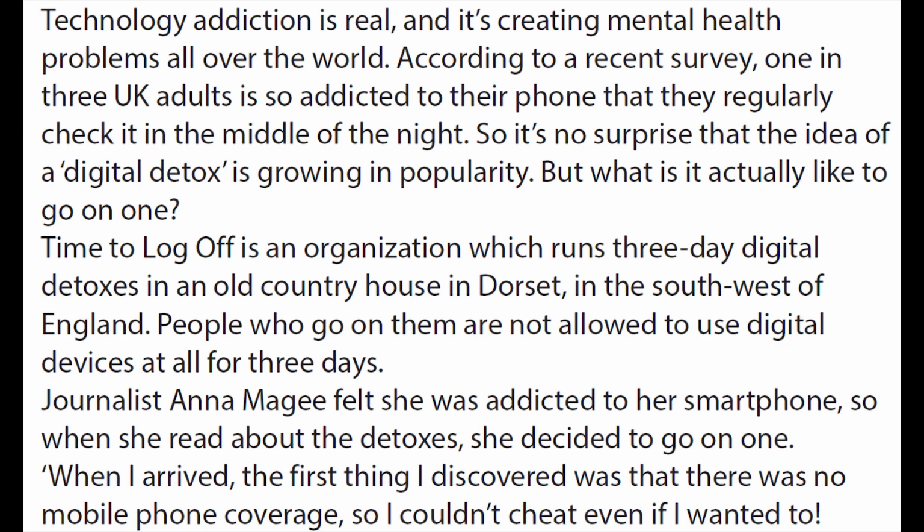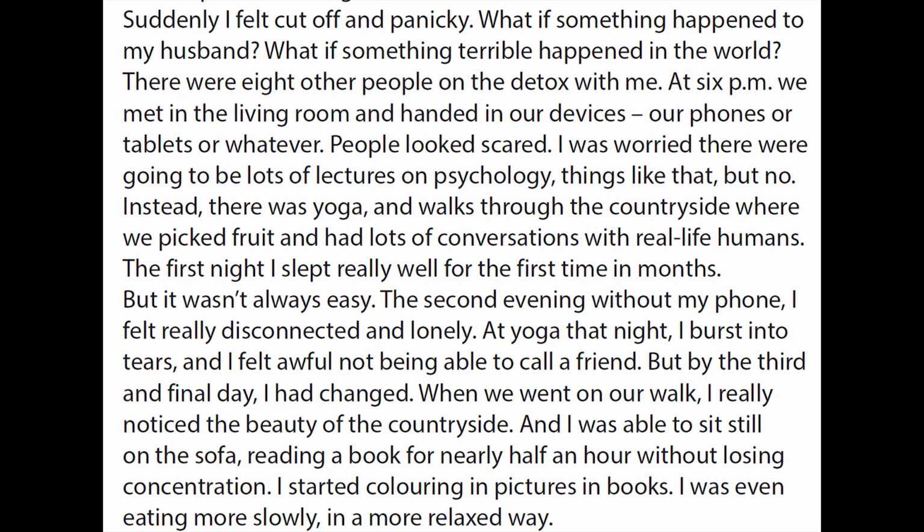When I arrived, the first thing I discovered was that there was no mobile phone coverage, so I couldn't cheat even if I wanted to. Suddenly I felt cut off and panicky. What if something happened to my husband? What if something terrible happened in the world? There were 8 other people on the detox with me.